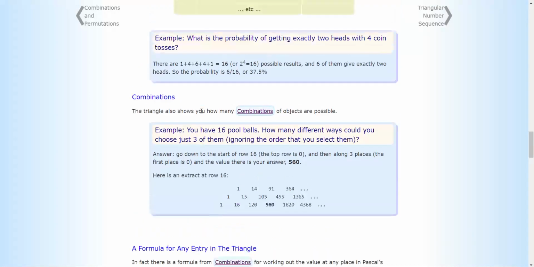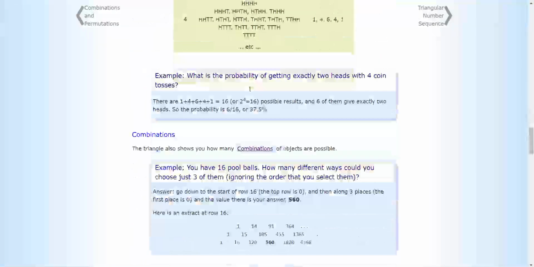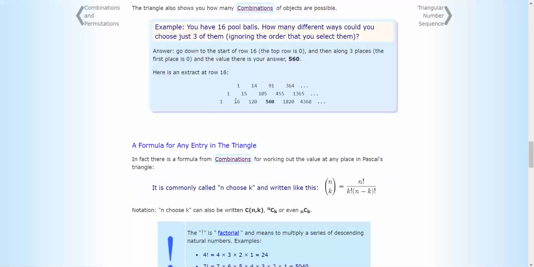But using the triangle, if you keep going down, way down, we get to the 16th row, index 16. This is an empty element, this is of 1 element, this is of 2 elements, and this is of 3 elements, and this is just 3 of them. This is what it says, 3 of them. So we know it's 560. It's very precise in here.